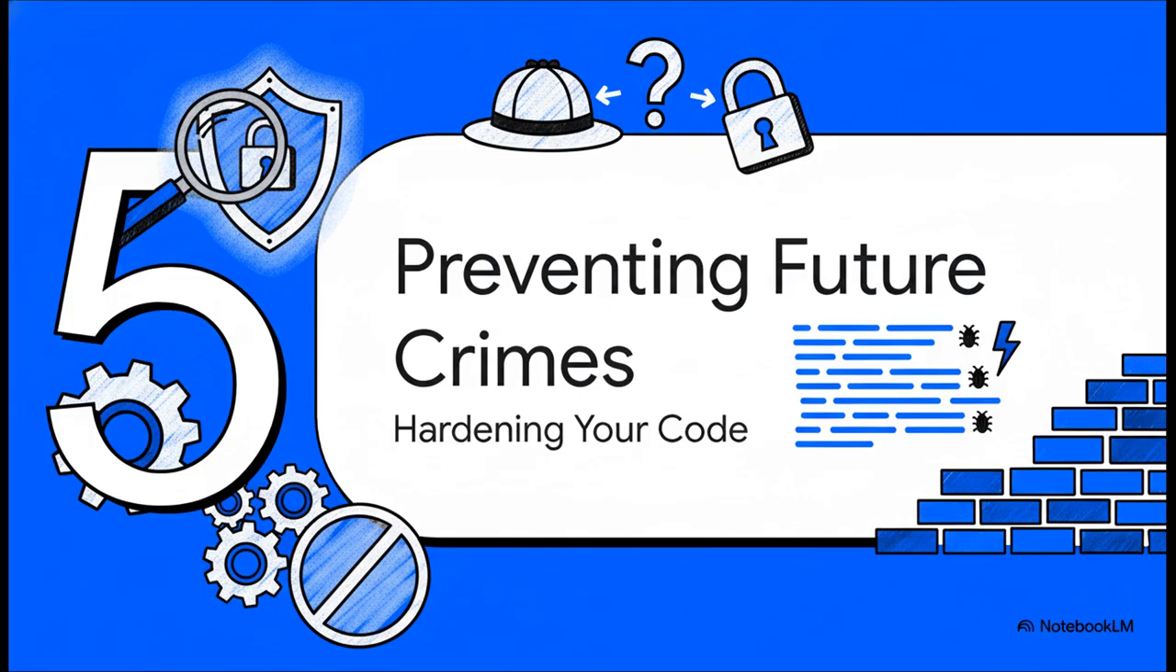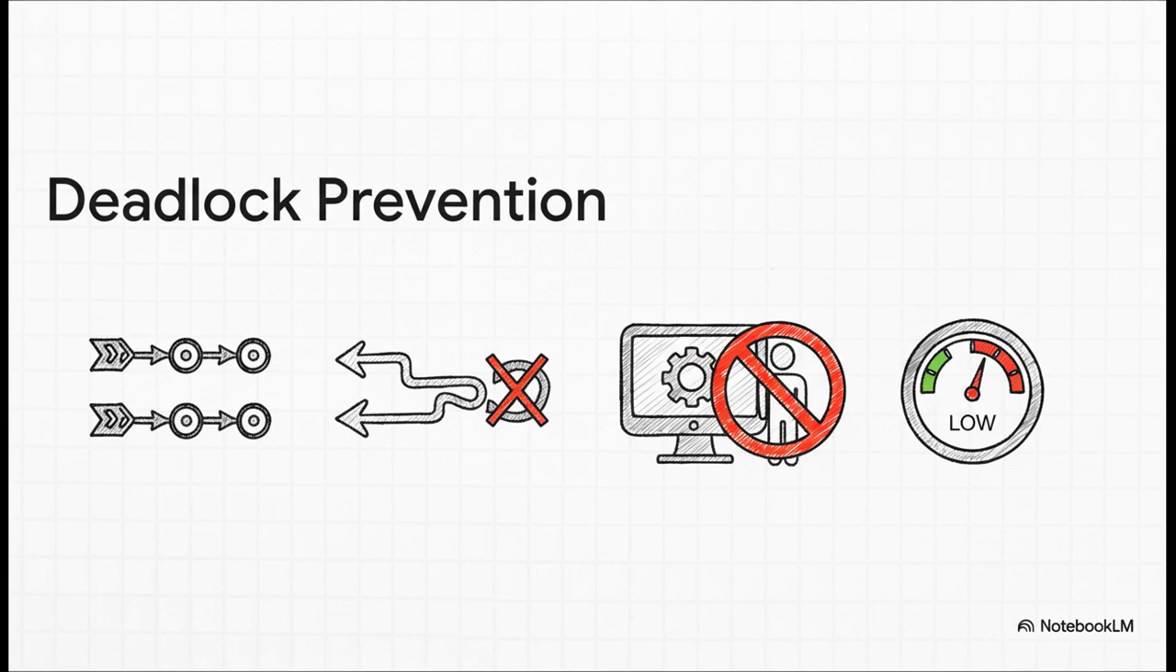All right, so solving the mystery of what happened is great, but a truly great detective prevents future crimes. So let's talk about prevention. How do we harden our code so this stuff just stops happening? There are a few key rules here that can make a huge difference. But if you remember just one thing from this entire explainer, make it this. Access objects in the same order every single time.